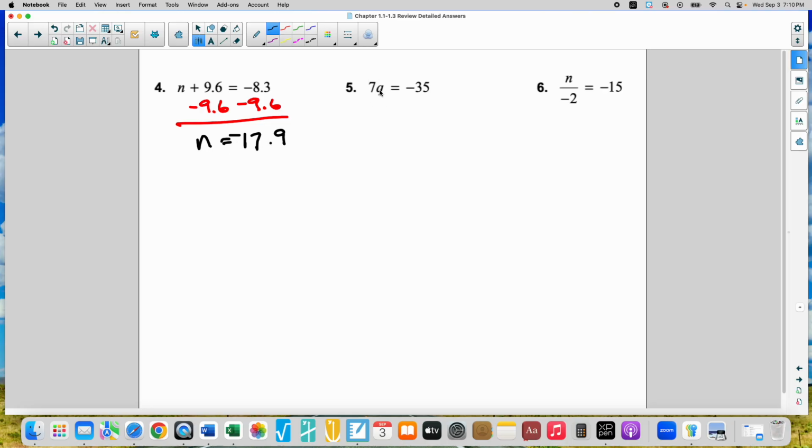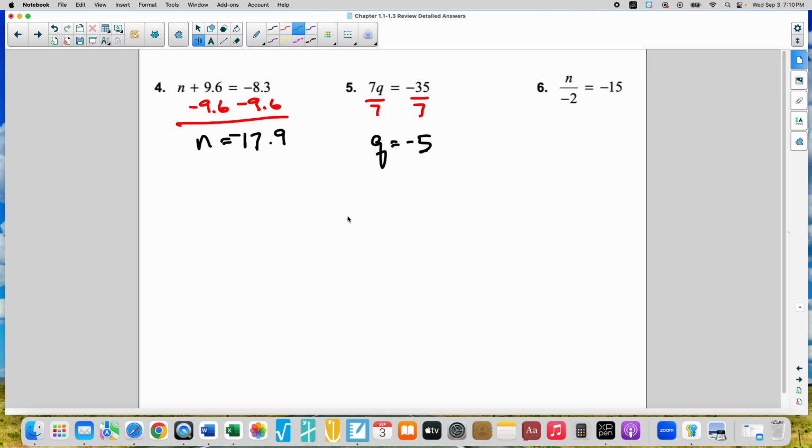So here, when we ask what's happening to the variable, it's being multiplied by 7. The inverse of multiplication is division by 7. 7 over 7 gives us 1. That's how we isolate the variable. Negative 35 divided by 7 is negative. A negative divided by a positive is negative. And then 35 over 7 is 5.